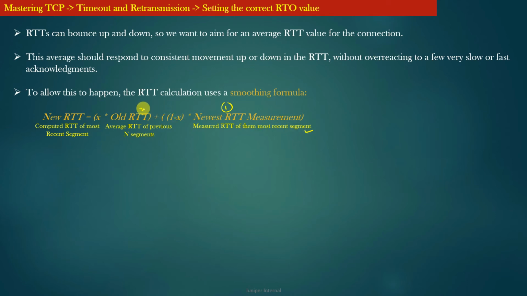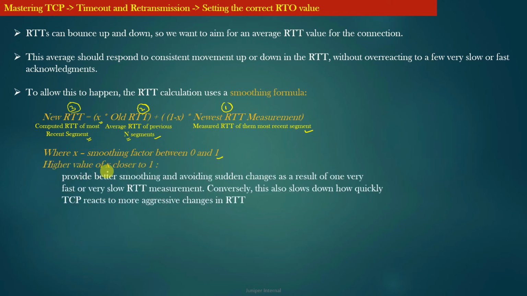The old RTT value is the second component of the equation. Old RTT value is the average RTT of previous n number of segments. Now the value of n is configurable and is not fixed. And the new RTT is the computed RTT value of the most recent segment, right? So this is the third component of this equation. Now you see that there is something called X in this equation. X is called the smoothing factor and is usually between 0 and 1.